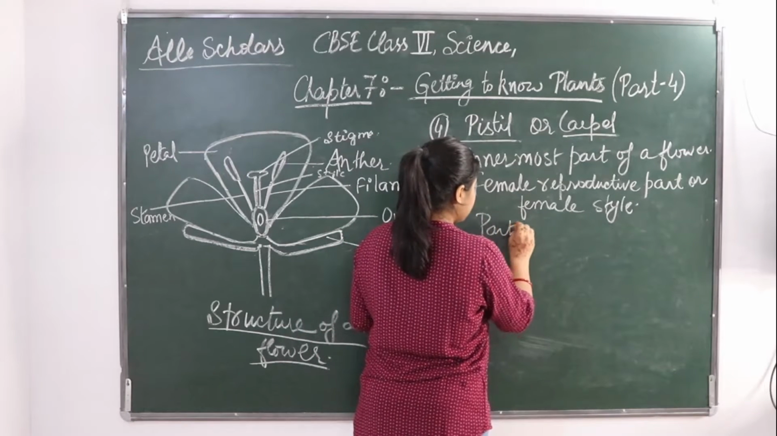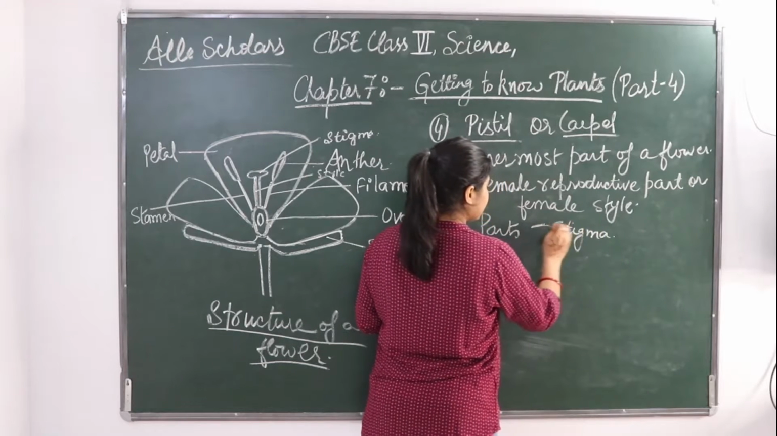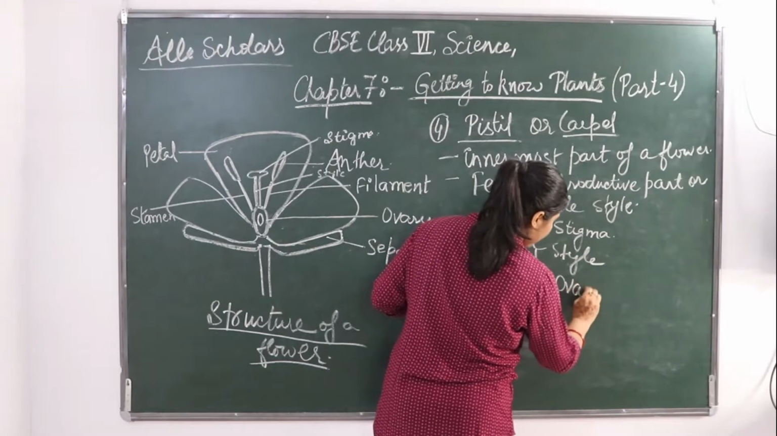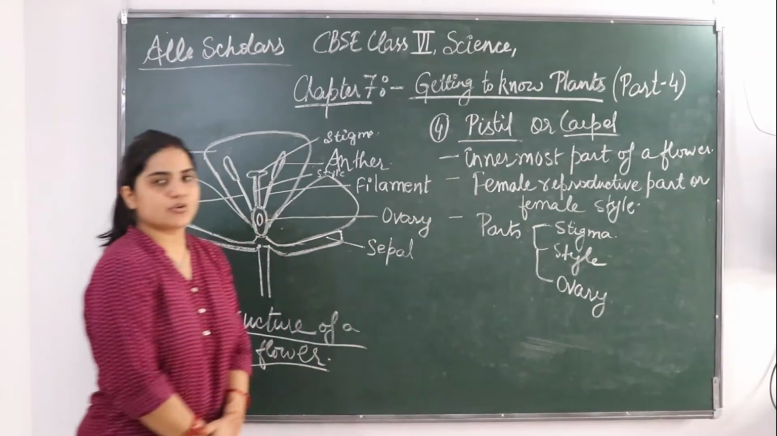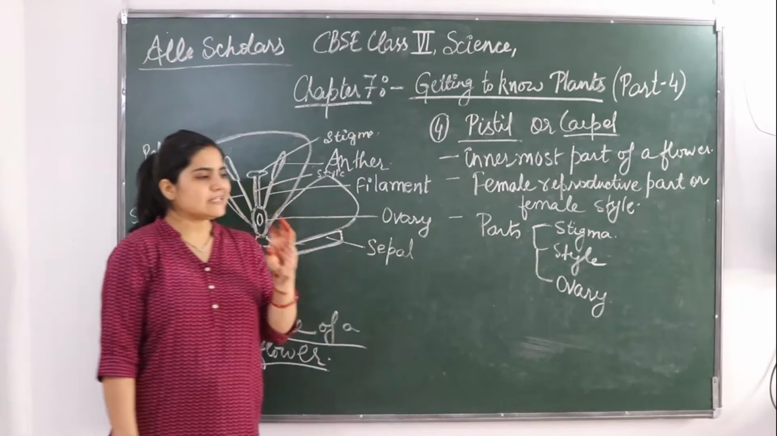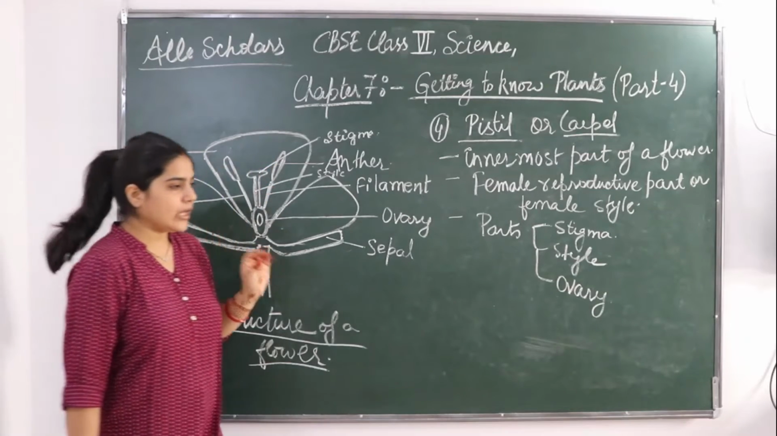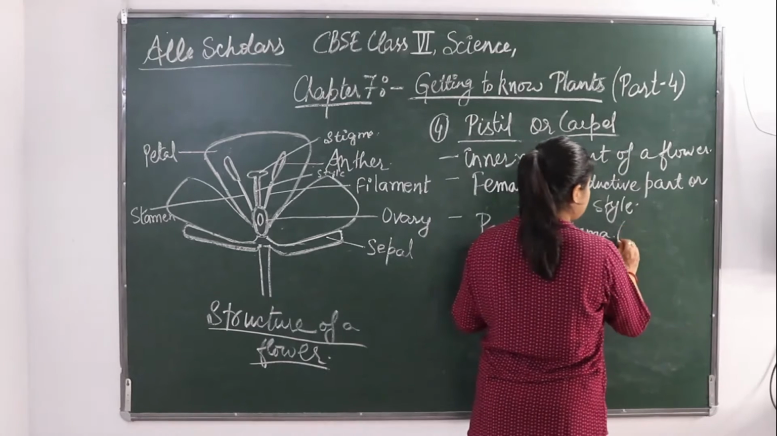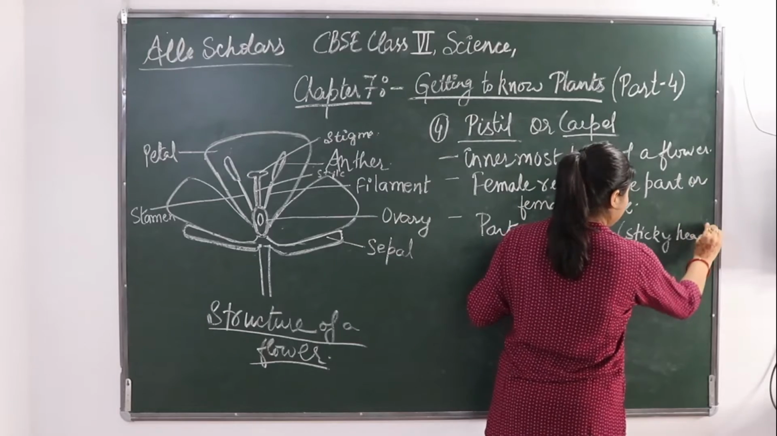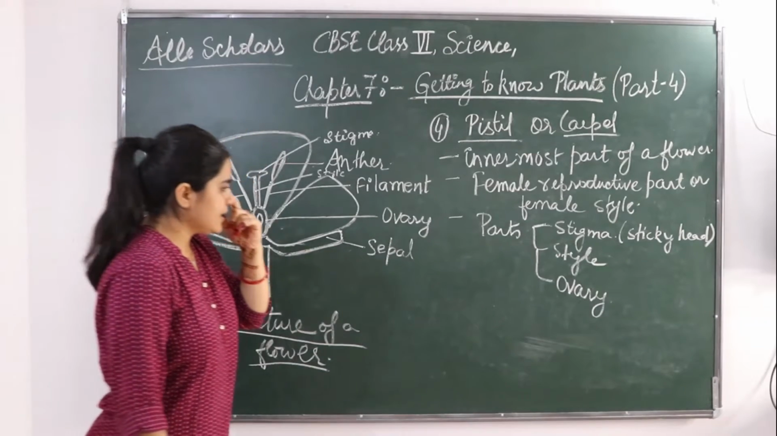What are its parts? The topmost is the stigma, the long one is the style, and the one at the bottom is the ovary. Okay, so it has got three parts: stigma, style and ovary. This stigma is a very sticky part. It's the head of a pistil. Okay, the sticky head of a pistil is called the stigma. You can see it's like a head, round in shape, the top part.